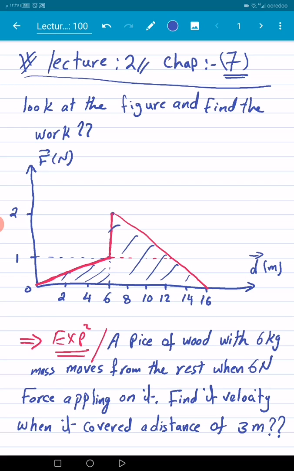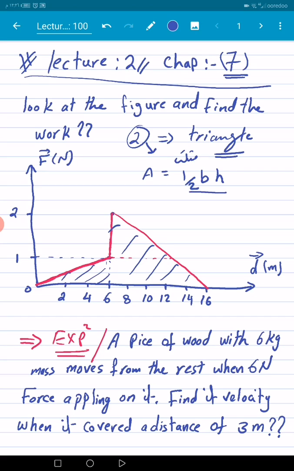There are shapes under the curve. So how many shapes are here? I have two triangles. The area of the triangle is equal to half the base multiplied by the height. So now I think it's very easy.